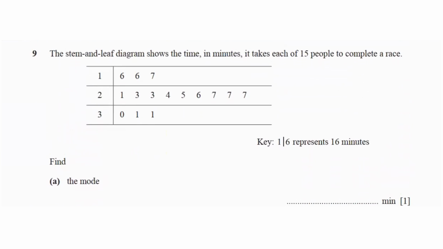Part B says range. So range is basically the difference of your maximum and minimum value. Our maximum value is 31 and minimum value is 16. So 31 minus 16 is 15. That is your range.